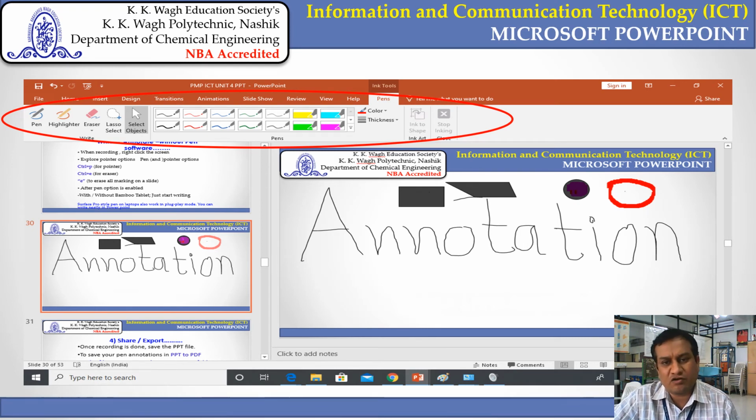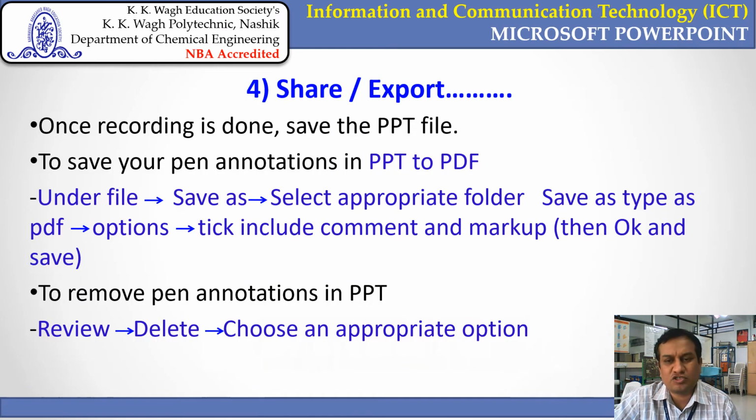So without recording also you can use this pen. So here in the menu bar this pen is available, and you can choose your pen, highlighter, eraser, even objects and shapes, even colors and thickness, etc. So I have drawn here some shapes. I have drawn here some circles and some alphabets like annotation, etc. So these are the simple samples where you can use the annotation or pen for writing or showing something.